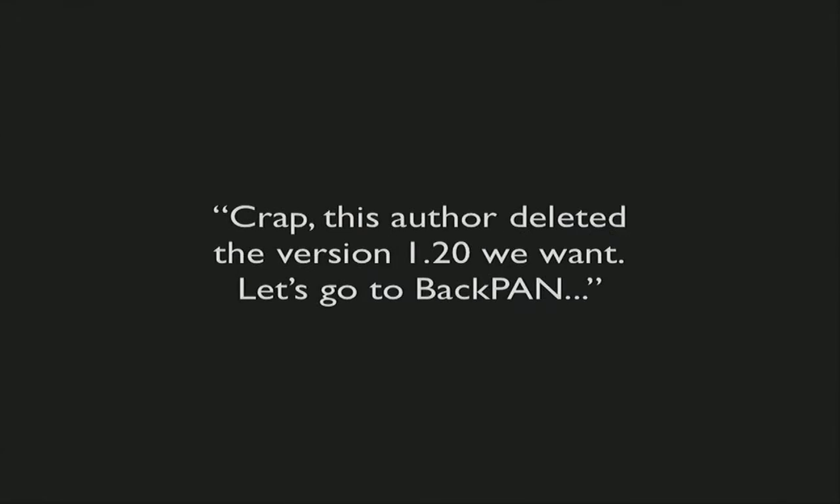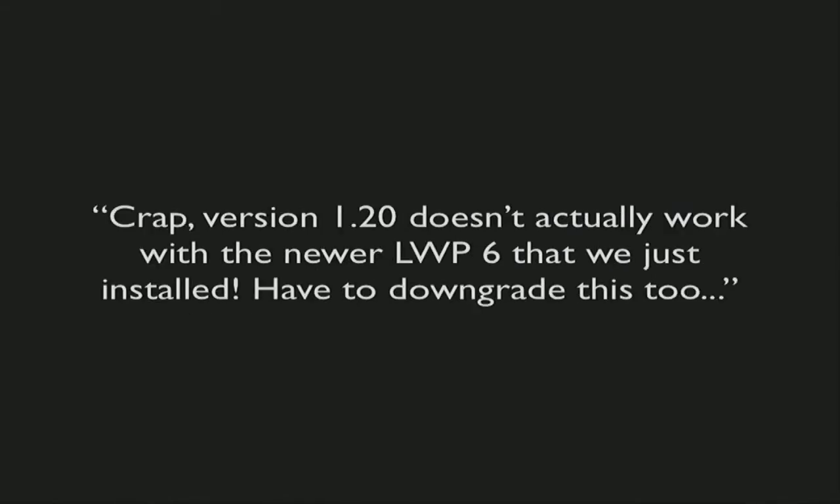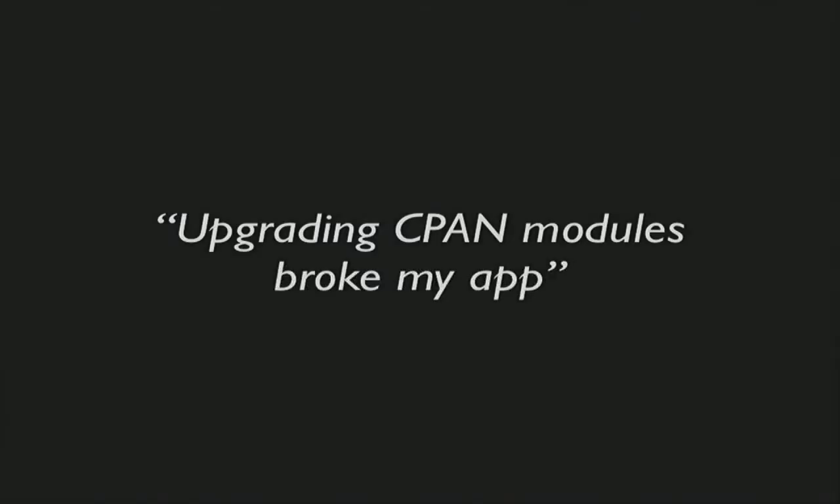And it turns out that the author has deleted the file, so you have to go to BackPAN to find the old version of the archive. But it turns out the 1.2 version doesn't work with the other module that has also been updated, so there's a conflict and it doesn't work. So that's like a moment like this. So basically, upgrading CPAN modules broke my app.